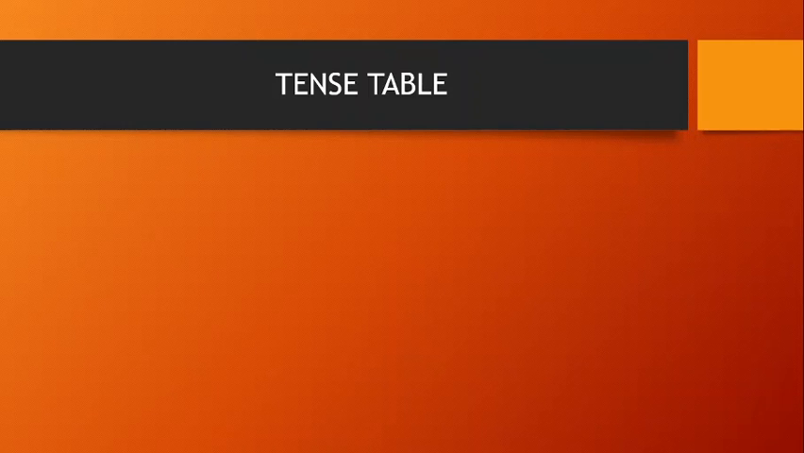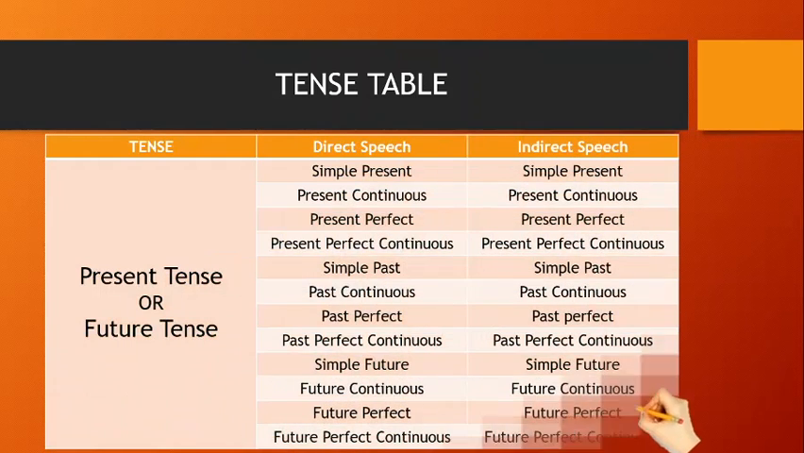So if it is in simple present tense, it will be in simple present tense only. If it is in present continuous tense, it will remain in present continuous tense. If it is in present perfect tense, again, obviously, it will remain in present perfect tense. Similarly, simple past, past continuous, past perfect continuous, they will not change at all. They will continue in their respective tense forms, straight from simple present to future perfect continuous. All the three tenses: present, past, future.